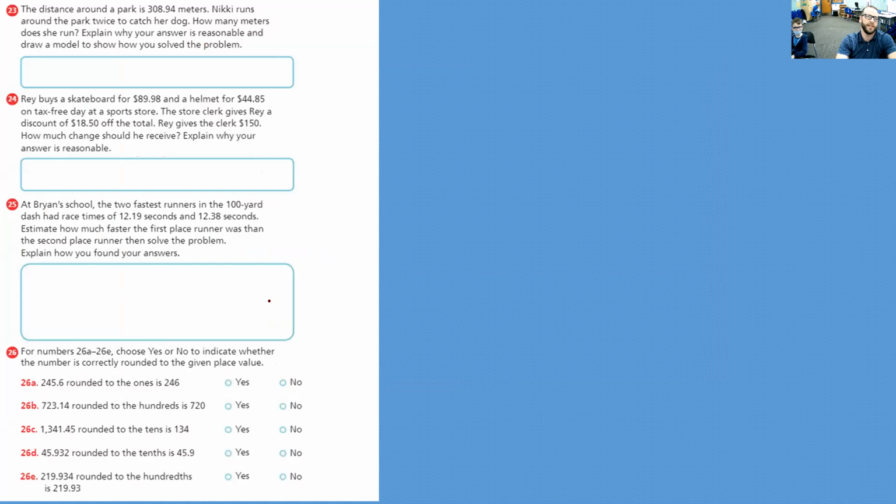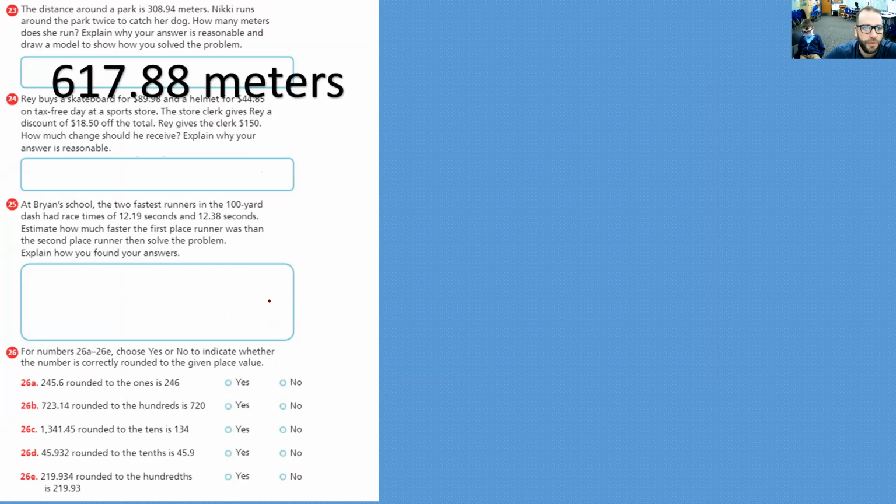All right, the distance around a park is 308 and 94 hundredths meters. Nikki runs around the park 2 times to catch her dog. How many meters does she run? Explain why your answer is reasonable. Okay, so how many meters she runs, this is how we have to do the math. We have to add 308.94 plus 308.94.